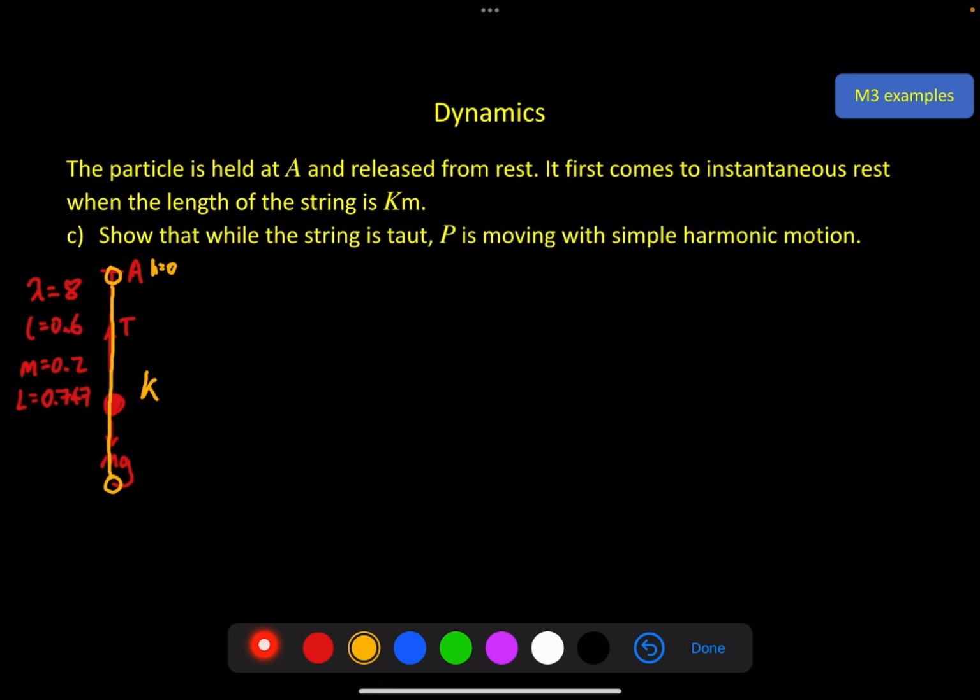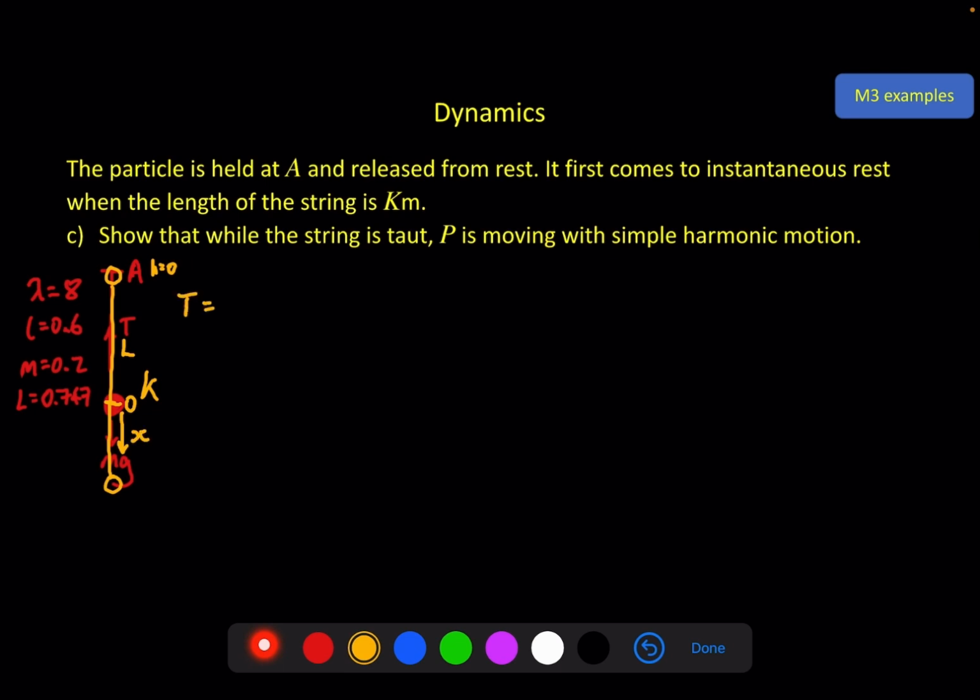Part C follows on from that. Show that while the string is taut, P is moving with simple harmonic motion. This is fairly similar to the previous example. We're going to have our equilibrium point here, call that O, then this is capital L to there, which is the natural length plus the original extension, and then we're going to add on x, our variable.